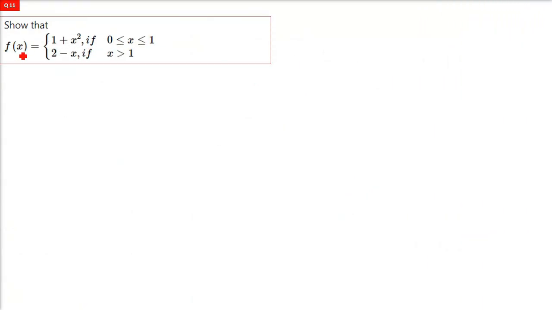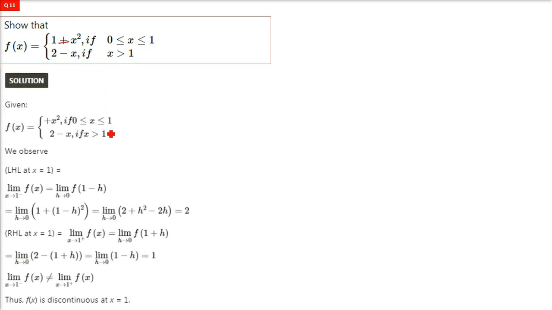Here, the point is 1. That is, you have to check the continuity or discontinuity at x equals 1. And the left hand side and right hand side, that is, the domain is also given. So how do we do this? We will try to find out the left hand limit and right hand limit and see whether they are equal or not. So the point is 1, that is, 1 and below, 1 and above.